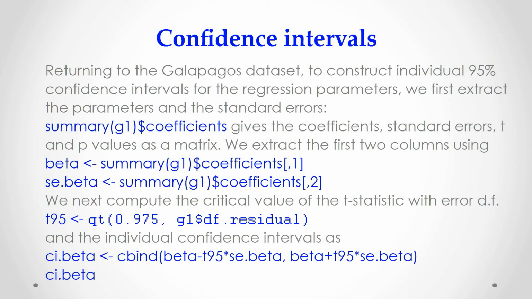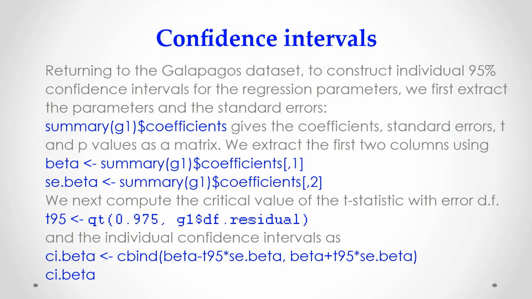We can get confidence intervals for the regression parameters. This can be done in various ways. Firstly, we can extract the coefficients using summary G $coefficients. This will give us not just the regression coefficients, but the standard errors, the t and the p values in the form of a matrix. We extract the first two columns, so beta is summary G1 $coefficients, the first column, which is the estimated coefficients, and SE.beta is summary of G1 $coefficients, the second column, which is the standard errors.